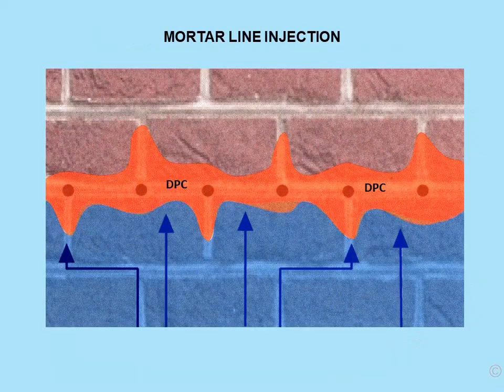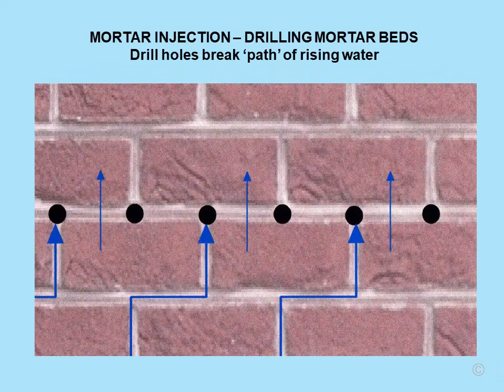And ideally, all damp-proof courses should be installed in the mortar beds. It is the mortar beds that are the most important. We also have another advantage of drilling mortar beds: we can drill the holes in the mortar beds, and these break the path, or at least some of the path, of the dampness to prevent it rising.